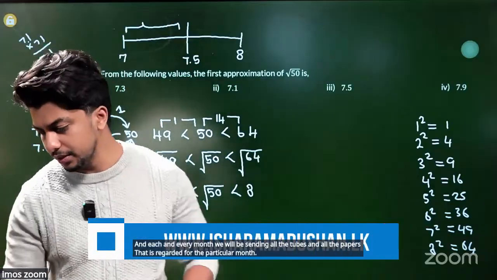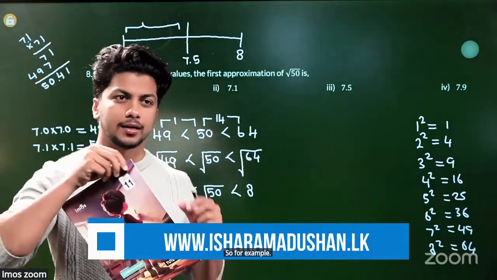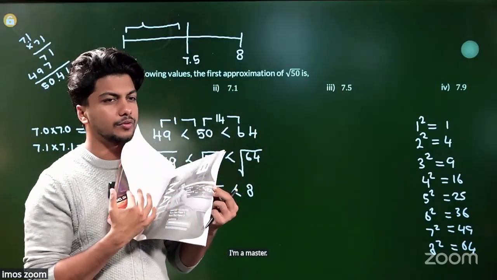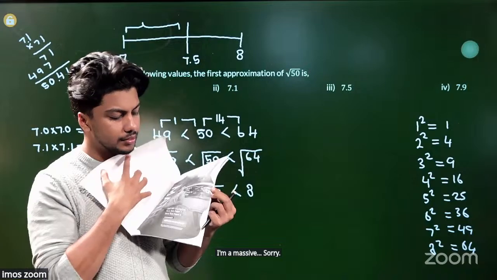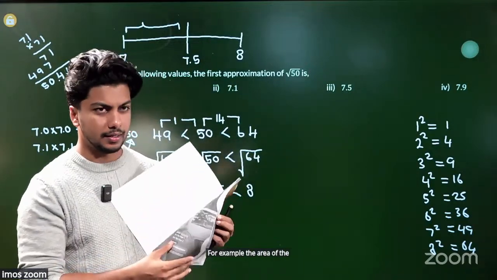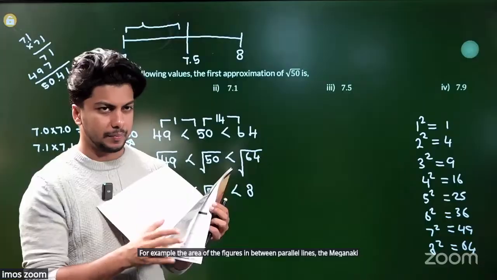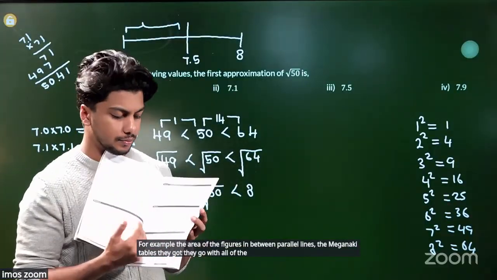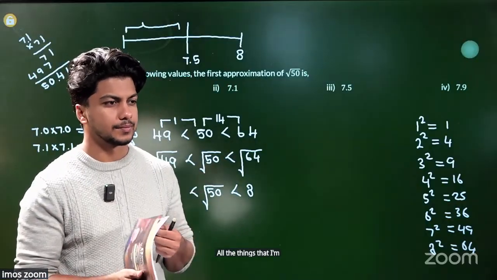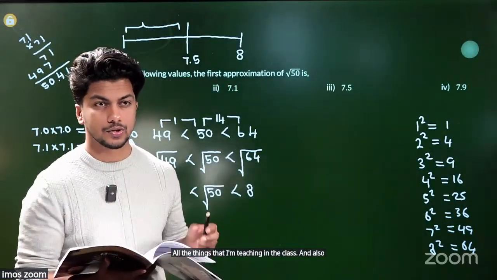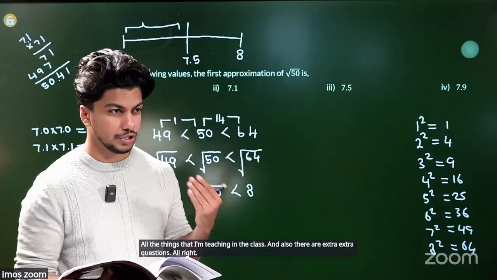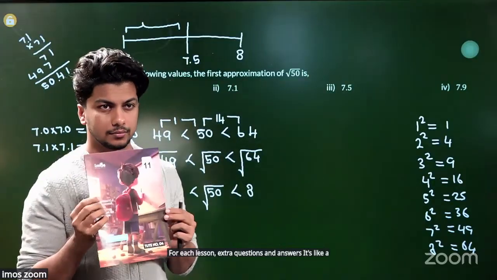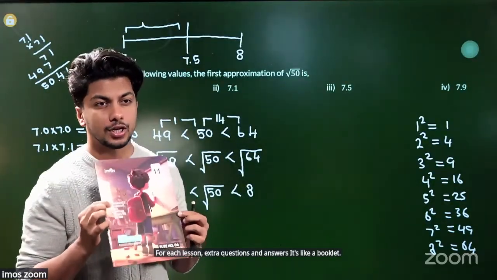So for example, we send a tute of this much quality to your home, every month. Look at this, 4th of April. So for example, for the area of the figures in between parallel lines, one tute and two papers have been included. For every lesson we send a tute home. The tute has all the things that I am teaching in the class, and also extra questions and answers for each lesson. It's like a booklet. We send this booklet home free of charge every month.